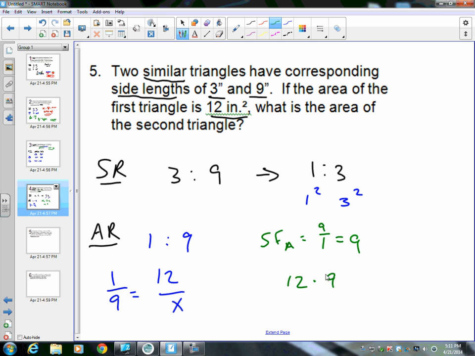12 times 9, we end up with 108. And this is our answer. We'll go ahead and use units also. This is inches squared area.